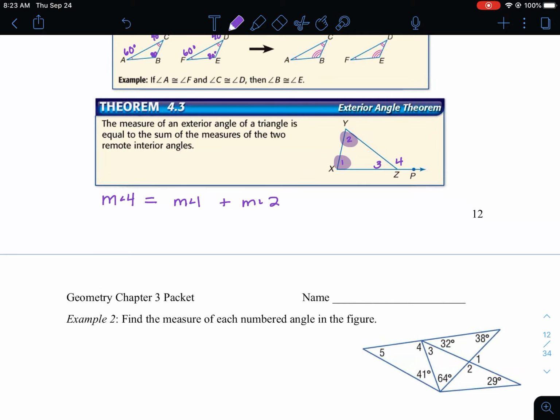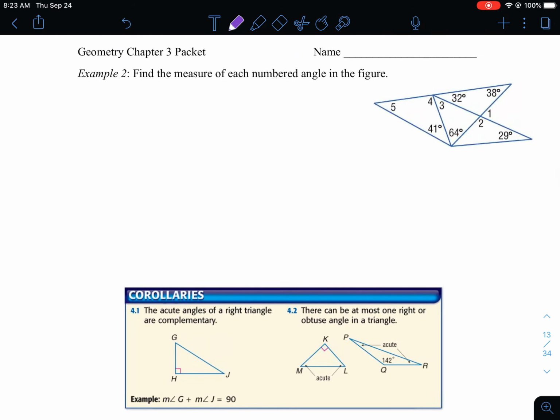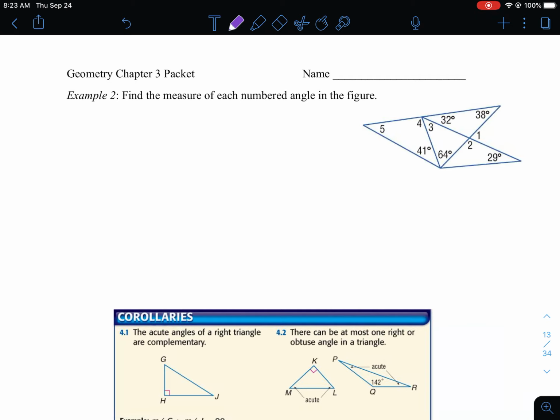So the measure of angle 4 is equal to the measure of angle 1 plus the measure of angle 2. Okay, so now let's take a look at example 2. Again, it's a whole bunch of triangles all mixed up like a little puzzle, and we have to find the measure of each numbered angle in the figure. So again, we might be able to go in order. We don't necessarily have to go in numerical order. I'm going to go ahead and start with angle 1. I usually try to start with the first one, and then I see what I get myself into.